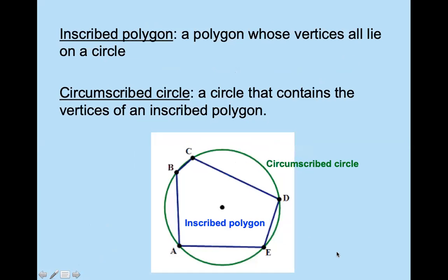We can inscribe a polygon. That means it's a polygon whose vertices all lie on a circle, right? So if I look, it's like inside. I can circumscribe, that means to go around. I can go around a polygon, right? All the vertices of the polygon are on the circle. We say the circle is circumscribed around the polygon and that the polygon is inscribed.